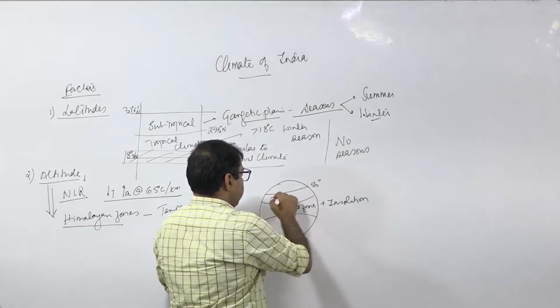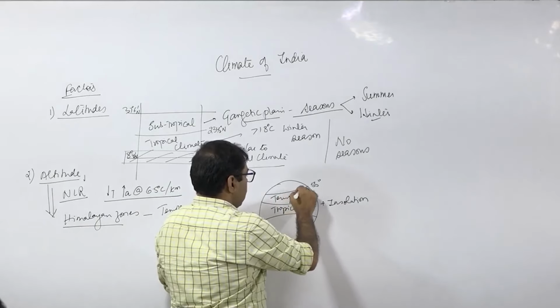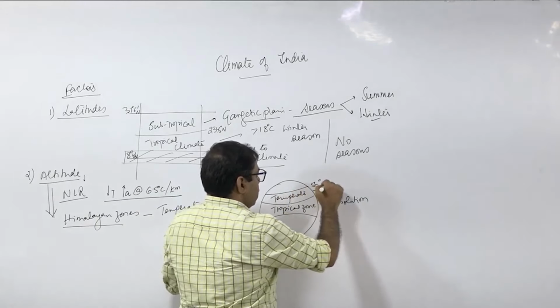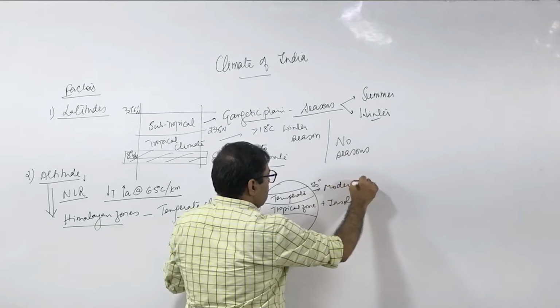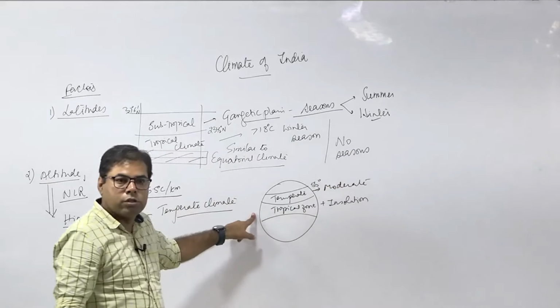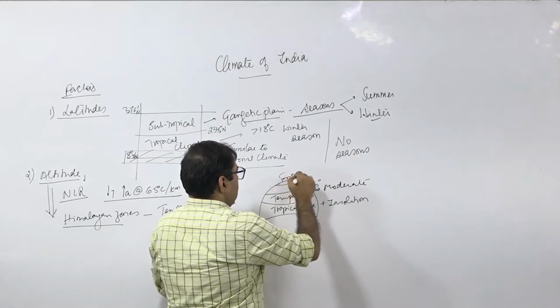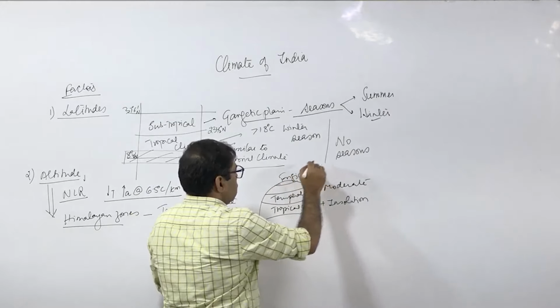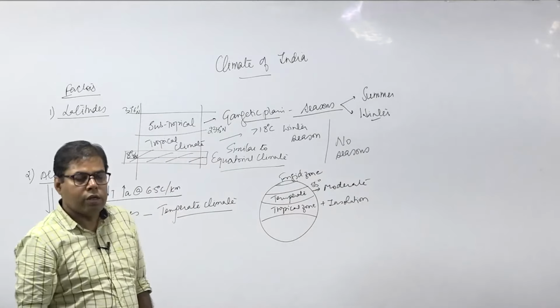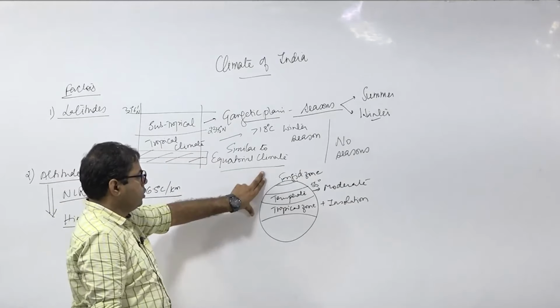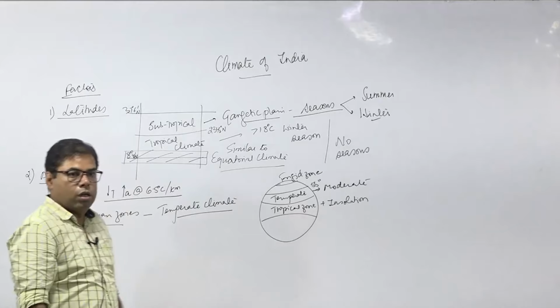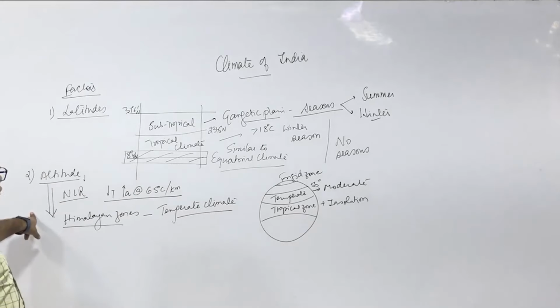This is called temperate zone. Temperate zone is called the moderate thermal condition. Clear or not? Then it is called the frigid zone. It is frigid zone, right. So therefore, there are different zones over the earth on the basis of latitude.